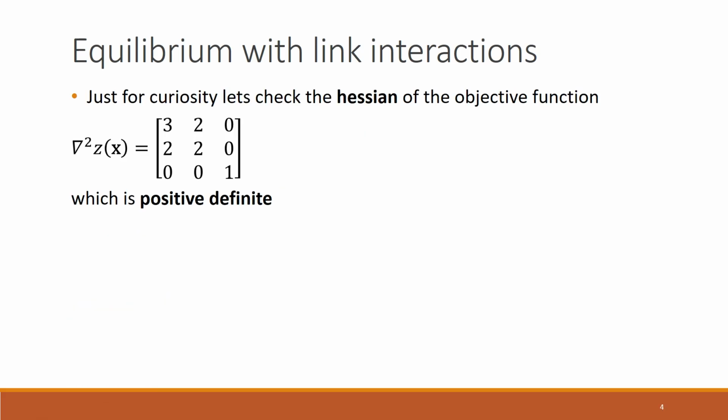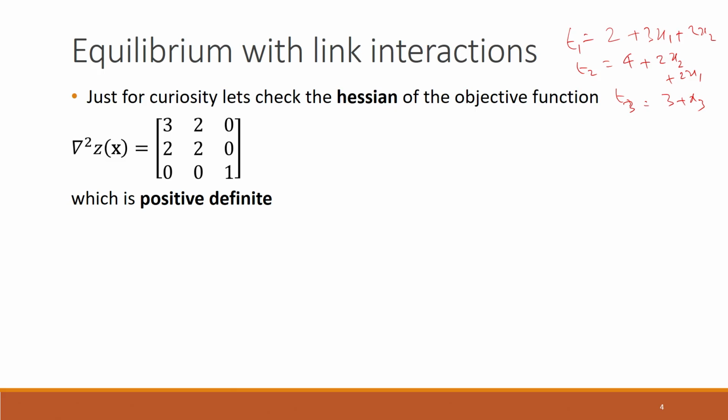Just for curiosity, let us check the Hessian of the objective function here. This is the Hessian that you will be getting. Again, how do we get the Hessian? We need to write down these travel time functions: 2 plus 3x1 plus 2x2, the travel time of the second link is 4 plus 2x2 plus 2x1, and the travel time of the third link is 3 plus x3.